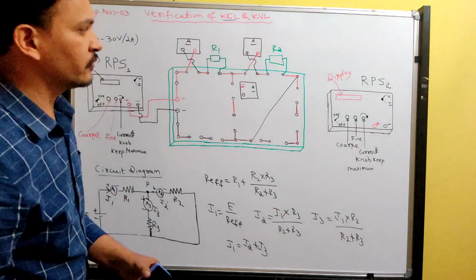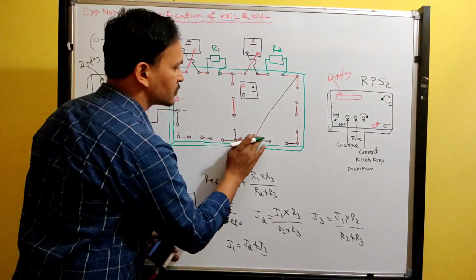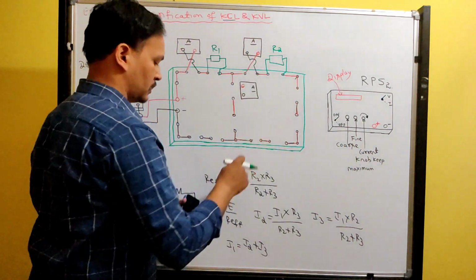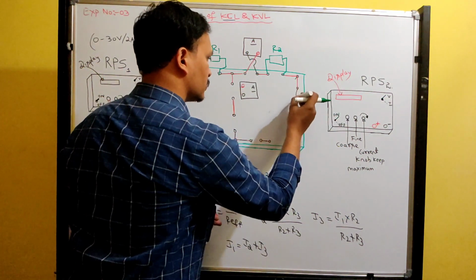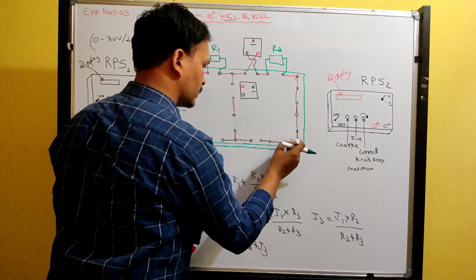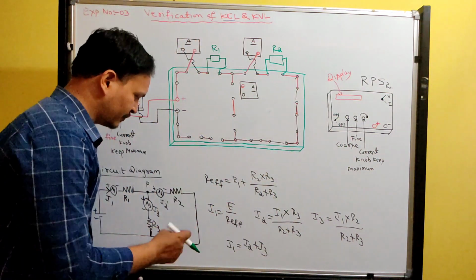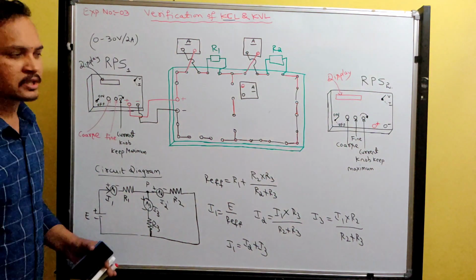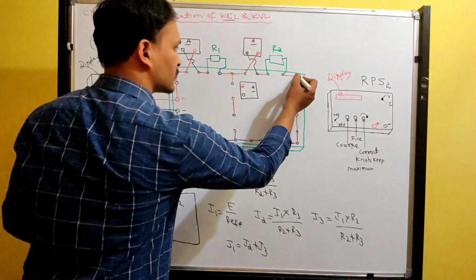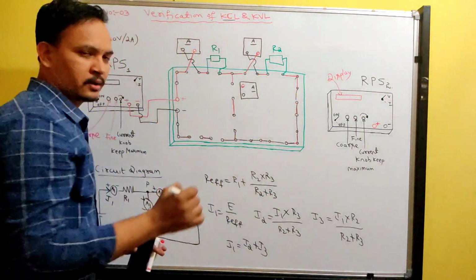If there are a lot of wires, don't do it like this. You can do the connection in this way. Join this to this, and join this. So it becomes like this only. If wires are more, do like this. If it is less, connect directly from here to here.